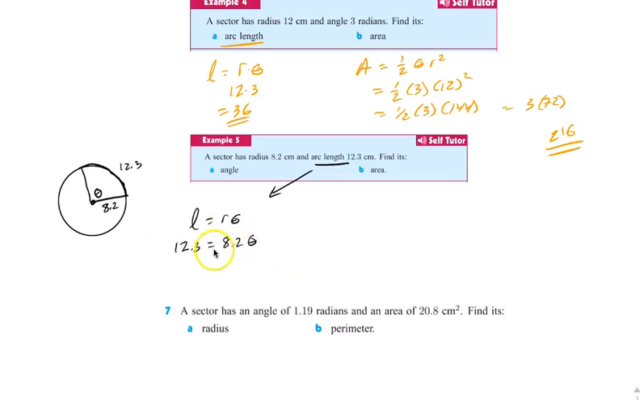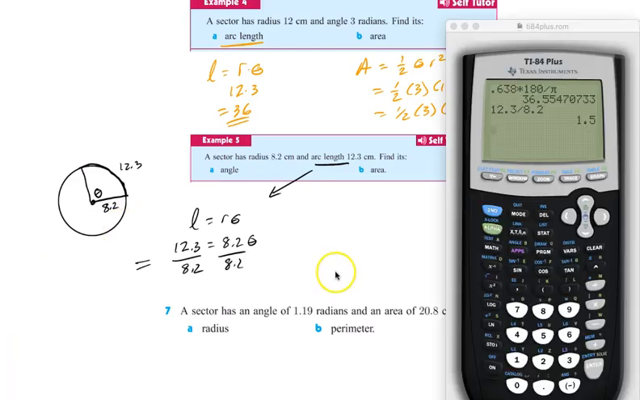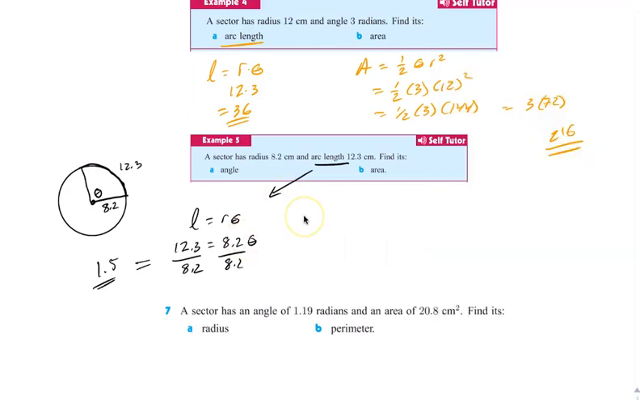So there's our equation. Divide both sides by 8.2. I'll plug that into my calculator and get 1.5. So that's how I find my theta, my angle, 1.5. So that's the angle. Now they want me to find the area.